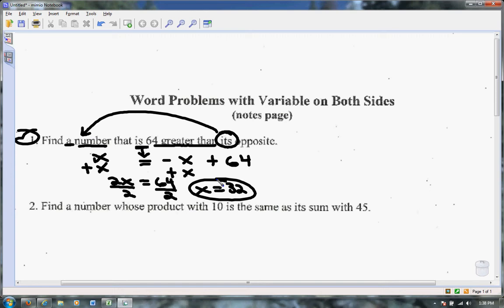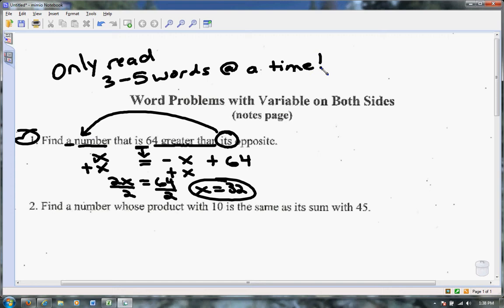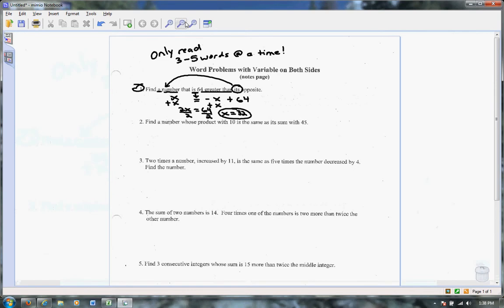Okay? So the key on these problems, I think you better write this down, is to only read about 3 to 5 words at a time. Because if you try to read the whole sentence, I think you'll get frustrated pretty quick. Just take a couple words at a time and work with it that way. I'm going to make this a little bit smaller for our next one.